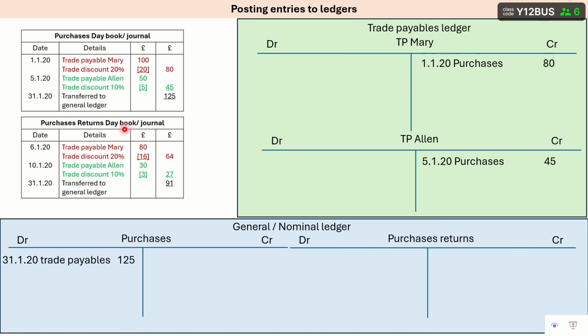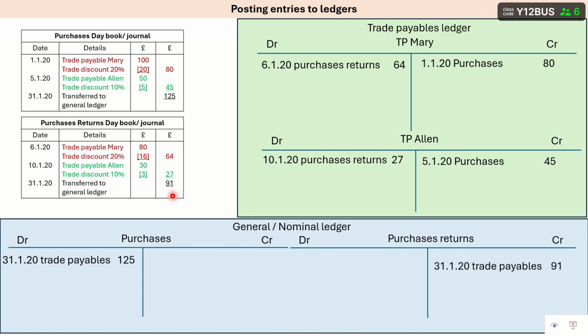Whereas purchases returns should be credited, trade payables debited by 64 and 27, 64 for Mary, 27 for Alan, and credit purchases returns by 91.